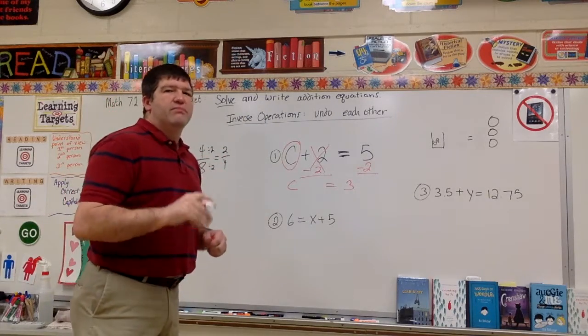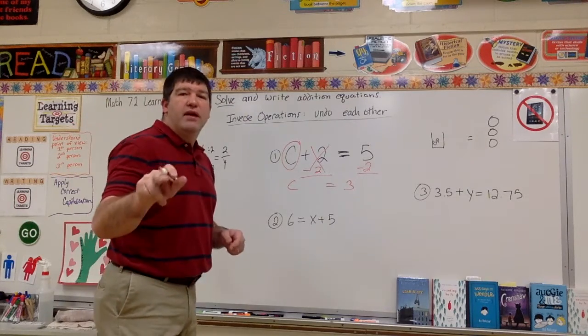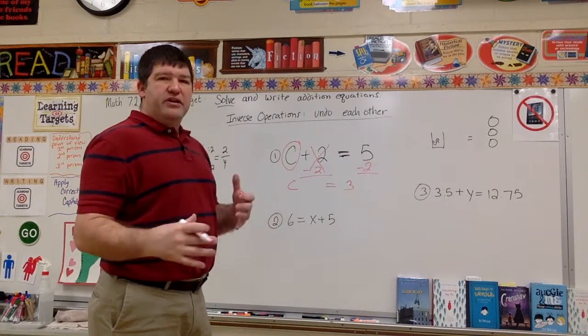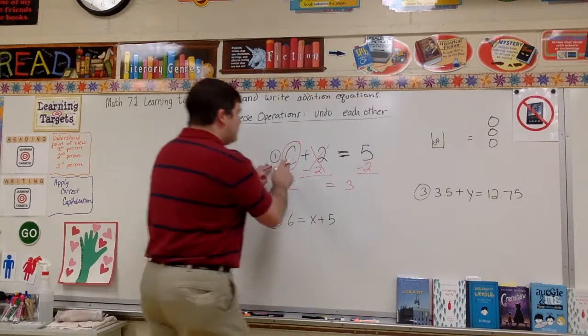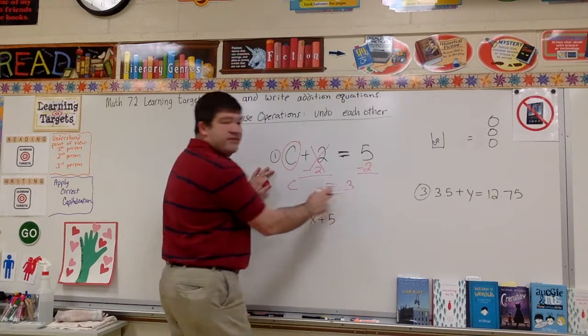Now, I always go back and check it. In middle school, your middle school teachers will make you check it all the time, so get in the habit of it right now. Just in case you make a mistake, you'll catch it, you'll fix it. So C plus 2 equals 5. I think C is 3.